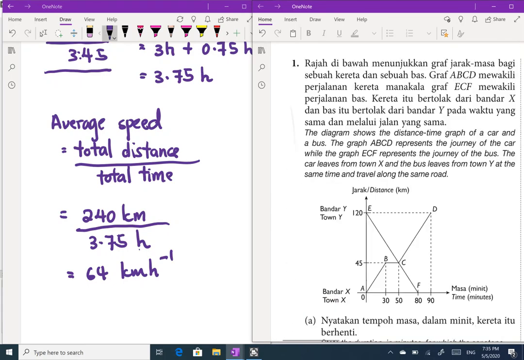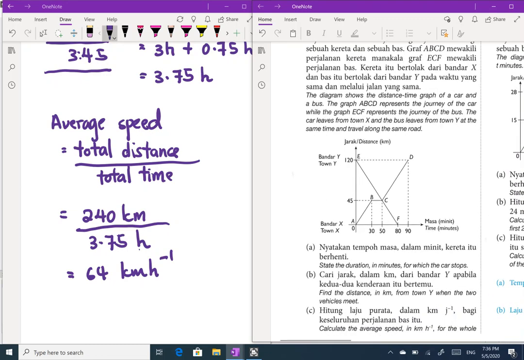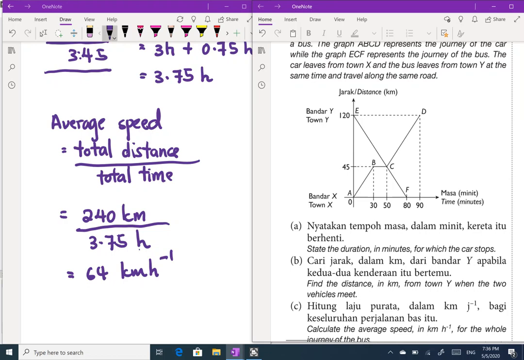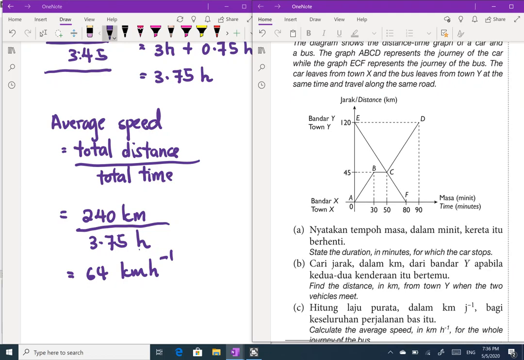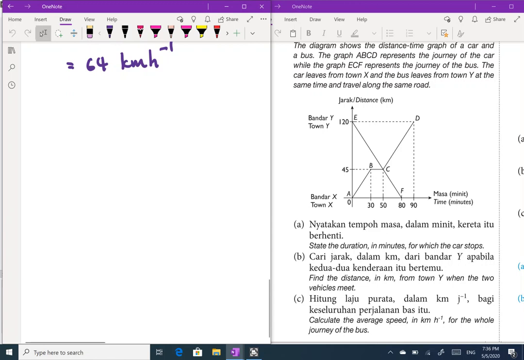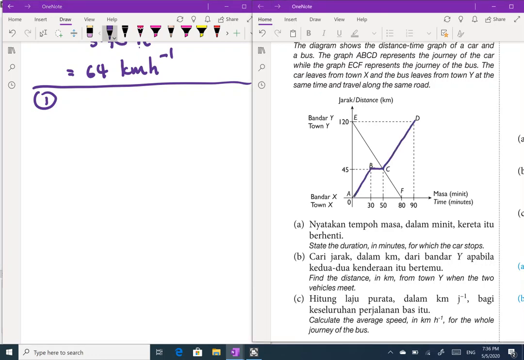Okay, problem solving. Okay, we look at question 1, so that you can see it clearly. The diagram shows the distance-time graph of a car and a bus. The graph ABCD represents the journey of the car. This is the car.